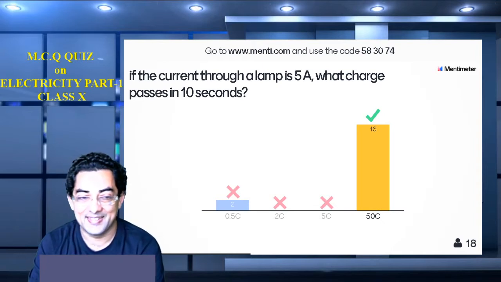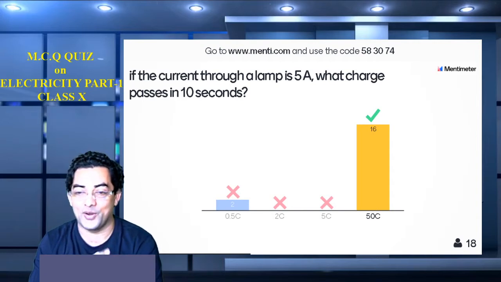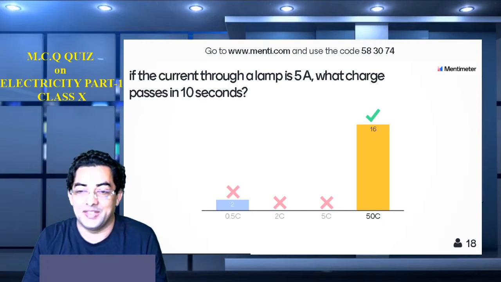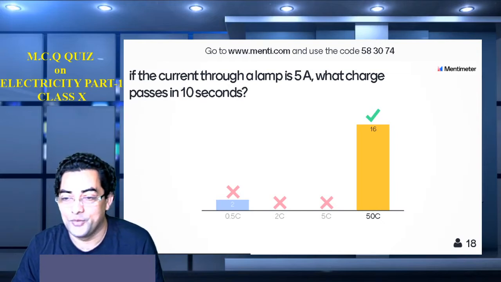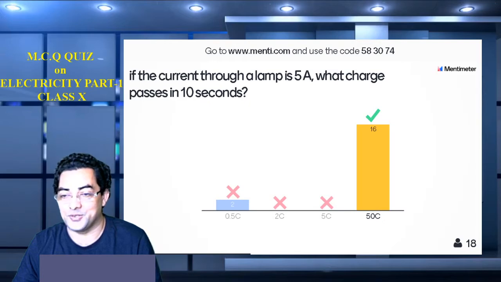Okay, guys. So 16 got it right and 2 got it wrong. Only 2 got it wrong. No problem, guys. The correct answer was 50 coulombs. Let us quickly jump onto the whiteboard to see how to solve these kind of questions.